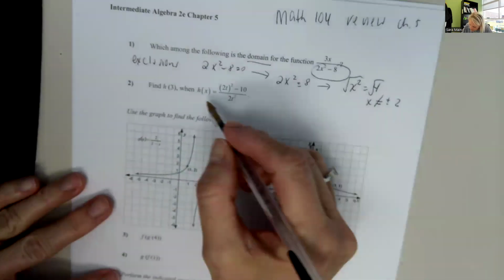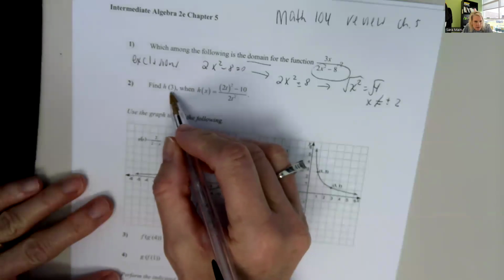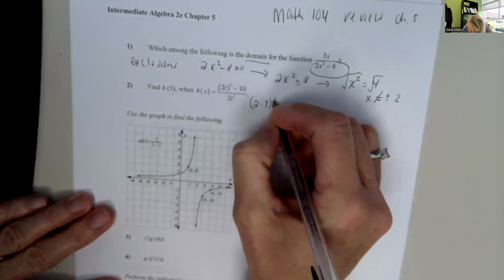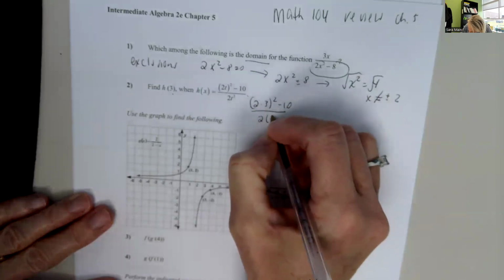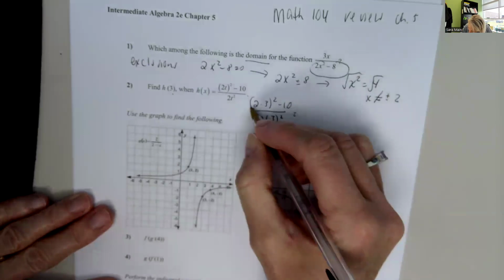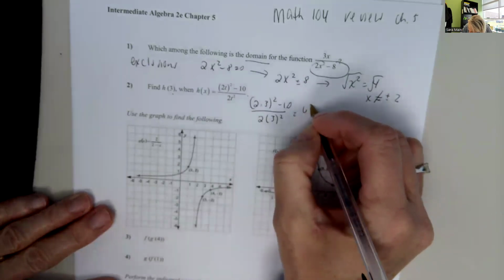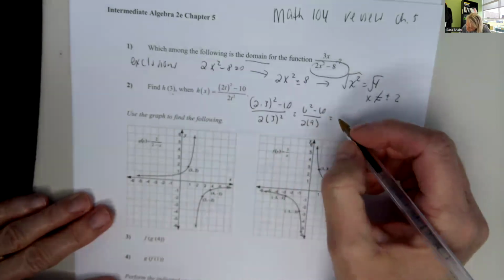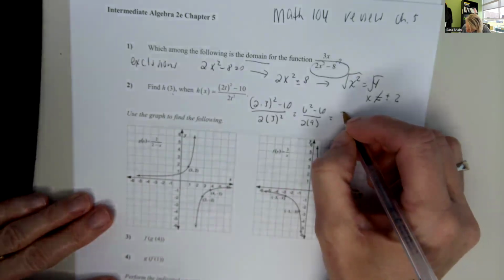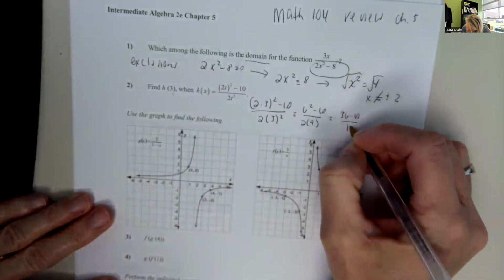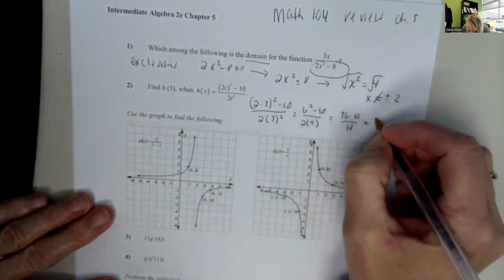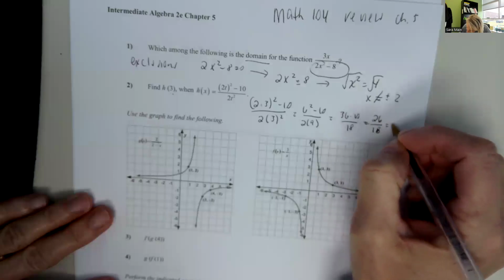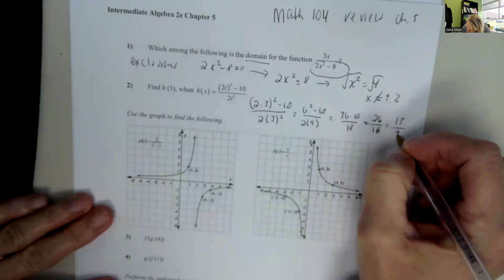Evaluating a rational expression when t equals 3. So this will be 2 times 3 squared minus 10 over 2 times 3 squared. So that will be 6 squared minus 10 over 2 times 9. And then we'll have 36 minus 10 over 18. And then that will be 26 over 18. And that'll reduce to 13 over 9.